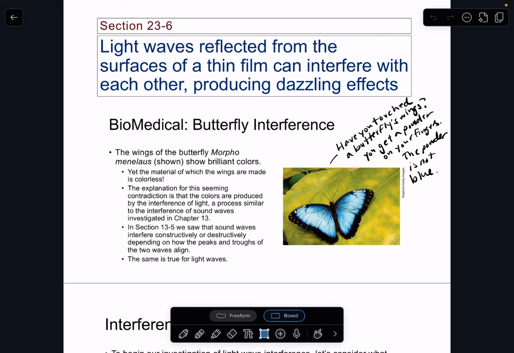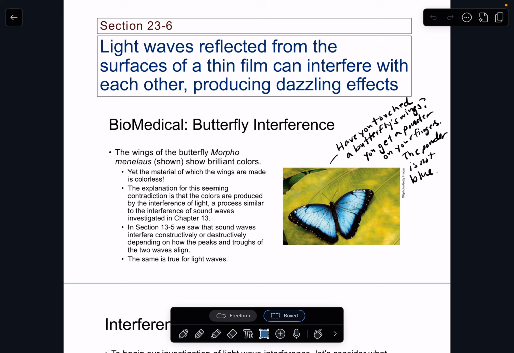I don't know if you were a kid and you ever thought butterflies were amazing and you snatched one and you touched its wings and a powder came off on your fingers. And maybe you didn't realize it at the time, but if you looked at the powder on your fingers, it was not the same color as the wing. So the powder on the wings is actually colorless.